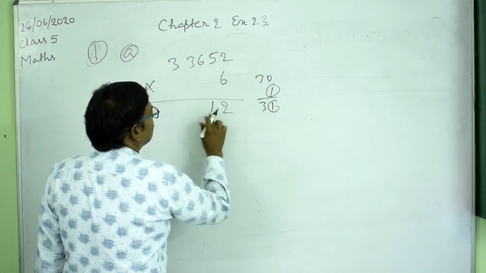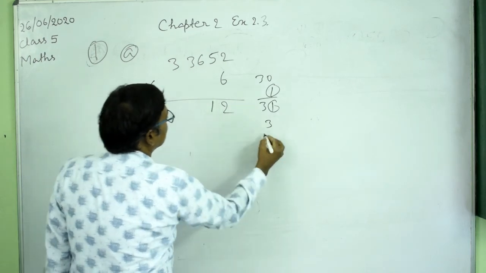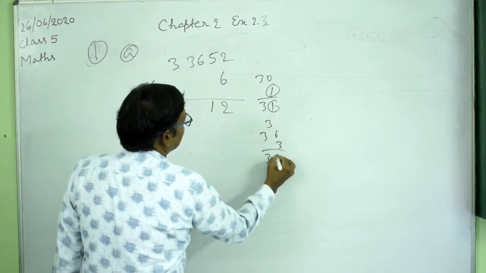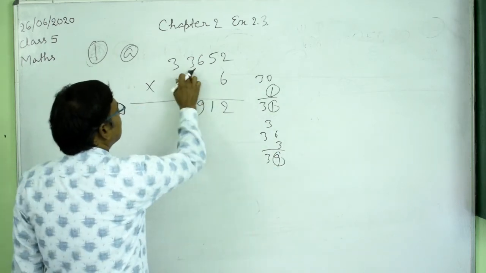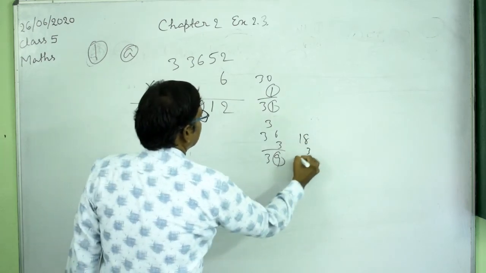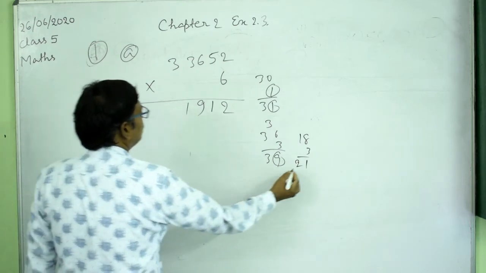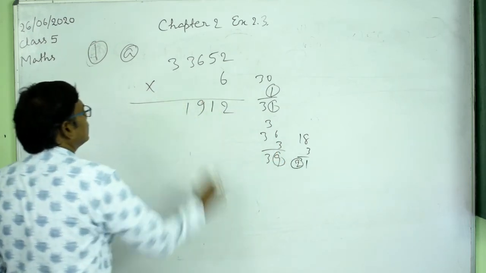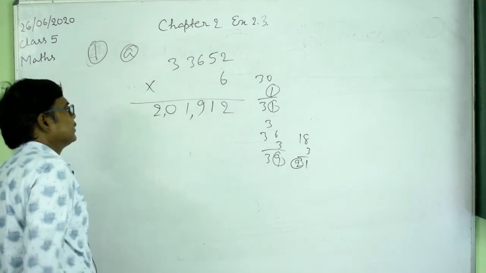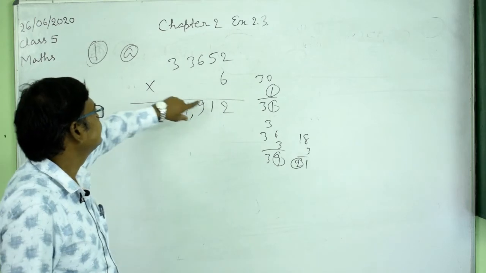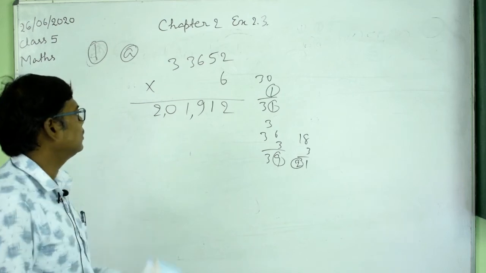So write here 1, and then again you have 3 in your hand. Then 6 sixes are 36. 36 plus 3 will be 39. So write here 9, and then again in your hand you have 3. So 6 threes are 18, and 18 plus 3 again will be 21. So write here 1, and then again you have 2. Okay, so 6 threes are 18 plus 2 will be 20. So this is the answer of this question. Okay, so this is the answer, and in this way you will multiply.